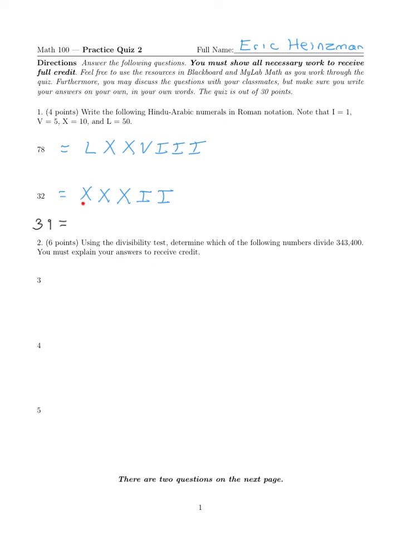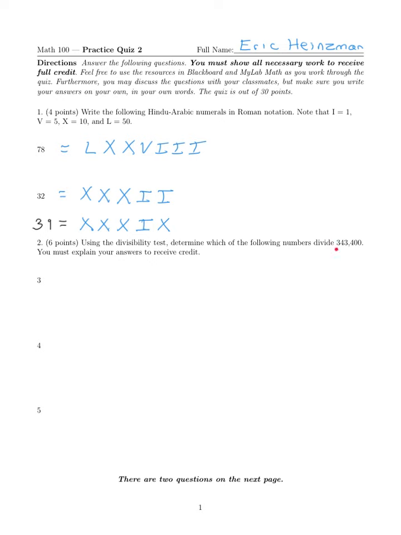So for 30, you can still use X, X, and X. But here 9 is 1 less than 10. Instead of doing 5 and then 4 more, it's shorter to say, let's do 1 less than 10. So I can write that as IX. Remember that sometimes you have to go backwards. It's not always simply additive. It sometimes is subtractive.